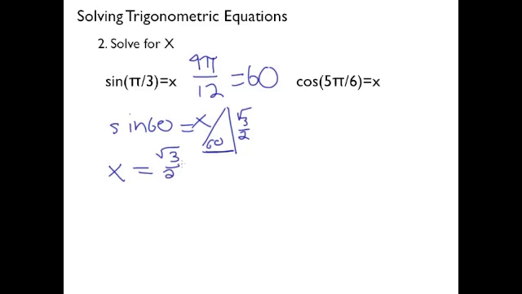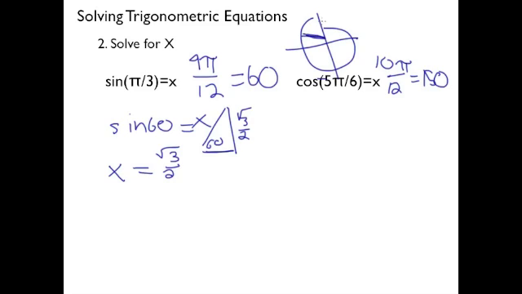over 2. Now cosine 5 pi over 6 is equivalent to 10 pi over 12, which when you multiply by 15 equals 150. But in a unit circle, 150 is here. So if you subtract 90 from 150, that's 60, and then 90 minus 60 equals 30. So technically this is also a 30-degree triangle. So 30 degrees.